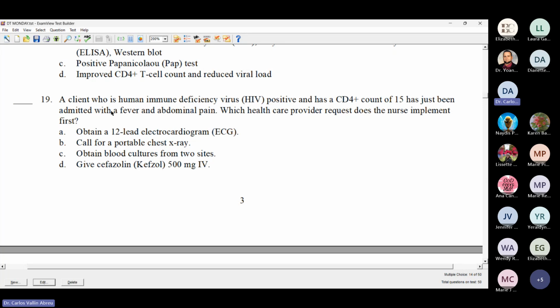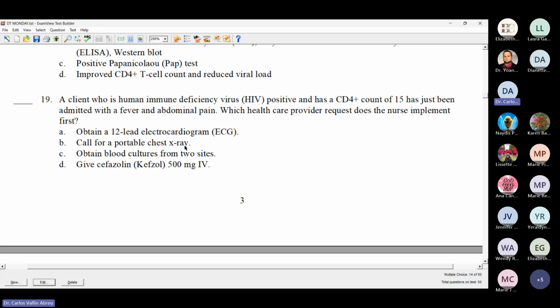So fever and abdominal pain. So it is a client who is immune suppressed, immune depressed, and having fever and something in the abdomen producing pain. Which healthcare provider request does the nurse implement first? So what is the order that you carry out first?